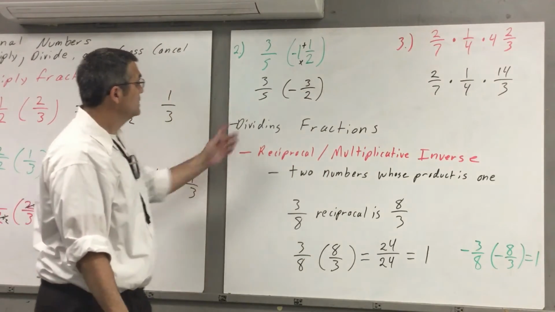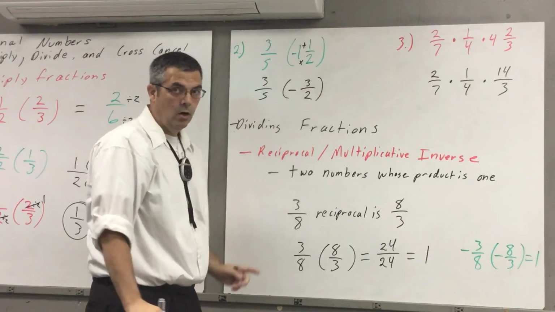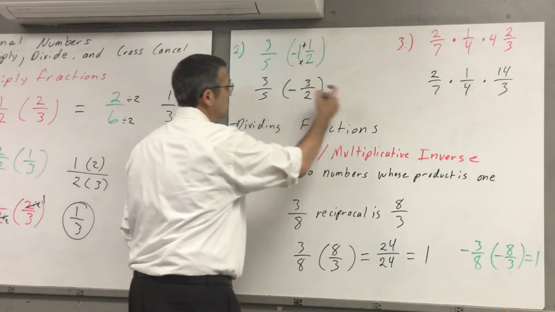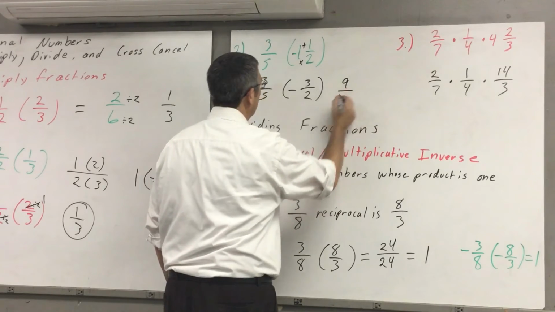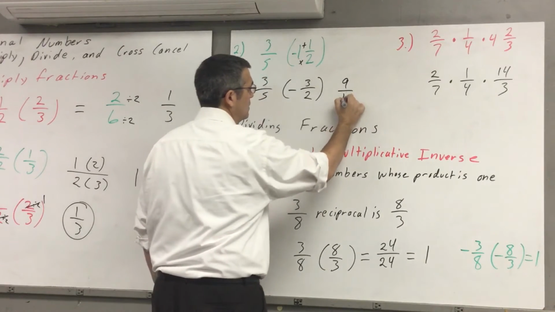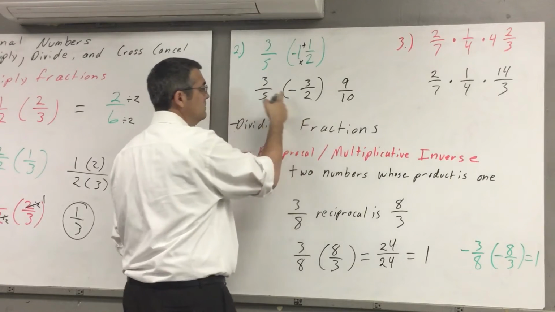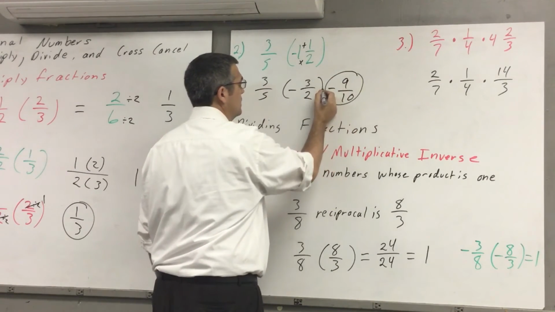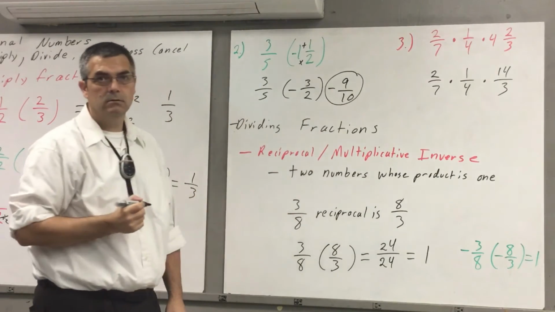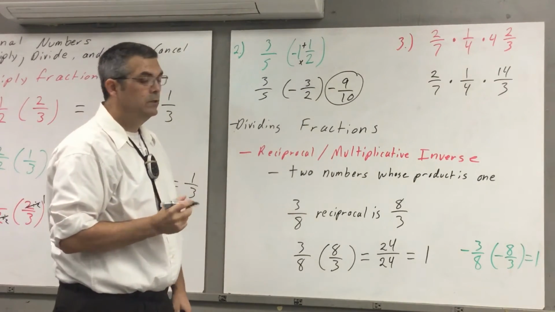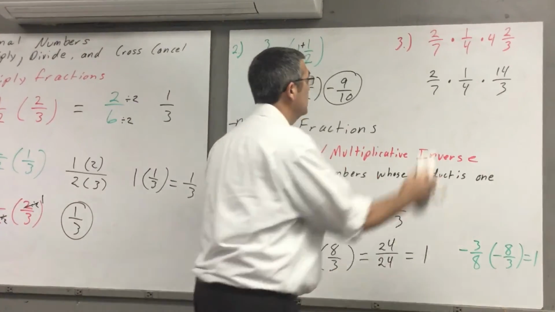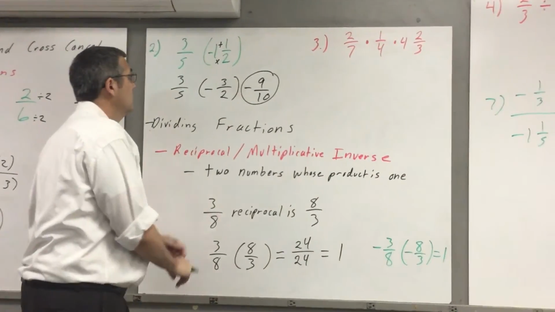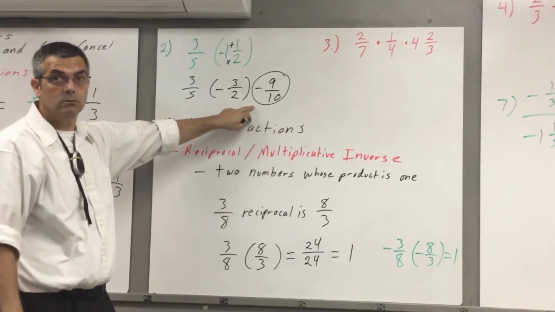Now, I'm gonna check, does anything cross cancel? No. So now I'm just gonna multiply straight across. 3 times 3 is 9. 5 times 2 is 10. Positive times a negative gets me a negative. Here is my answer, -9/10. Okay? That's really all there is to this. And I already had this up here. I'm gonna move that off there so that you can see what I did. Okay? So, -9/10. It's a good answer.